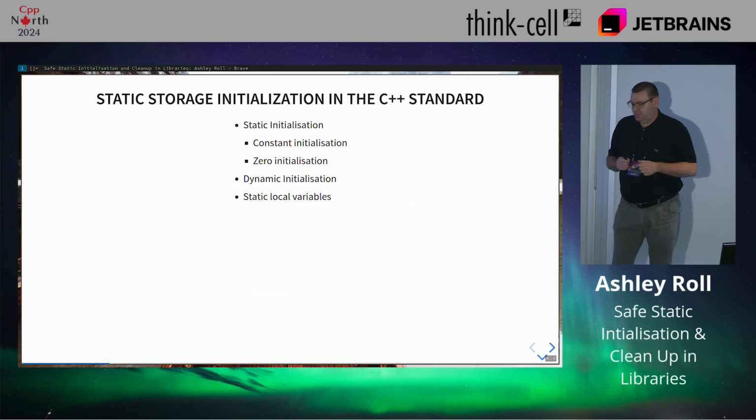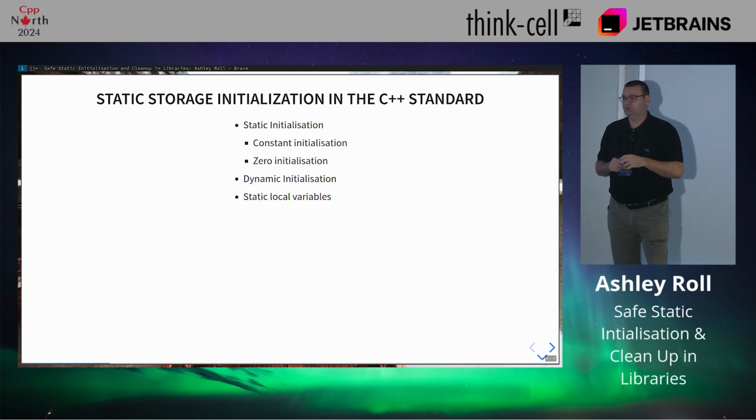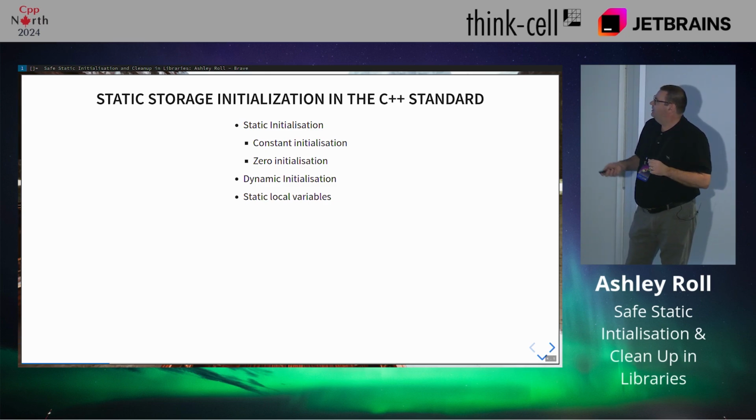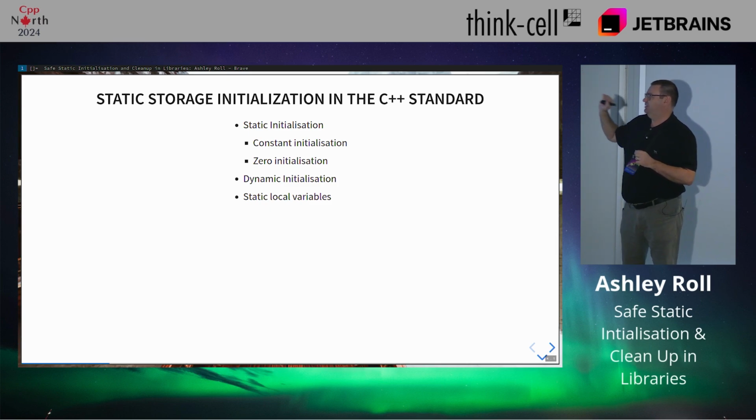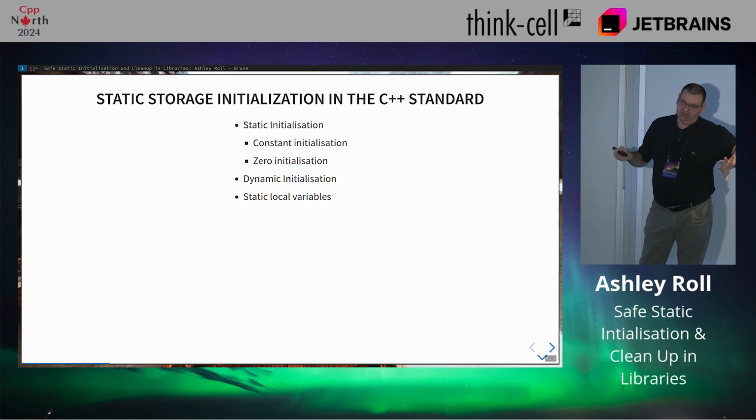In the standard, there's quite a dense bit of text about what all these initialization phases are, how they work, and what you can and can't rely on. And it's hard to decode. So I'm hoping I'm going to do a reasonable job of explaining it, enough to give you a good intuition. There's three main phases. There's static initialization, dynamic initialization, and the initialization for those static local variables, which is kind of separate. That happens during the runtime normally.